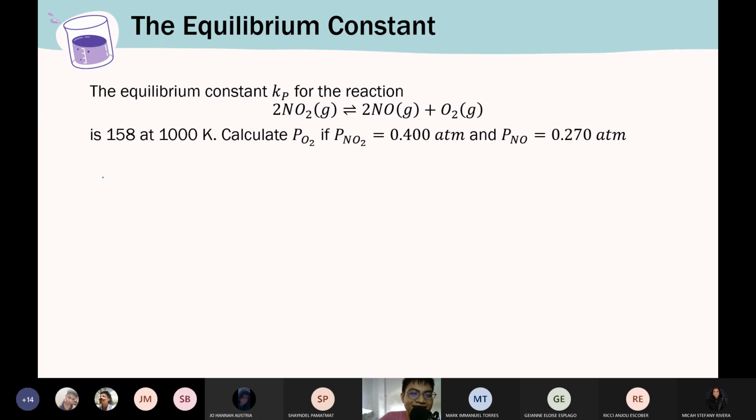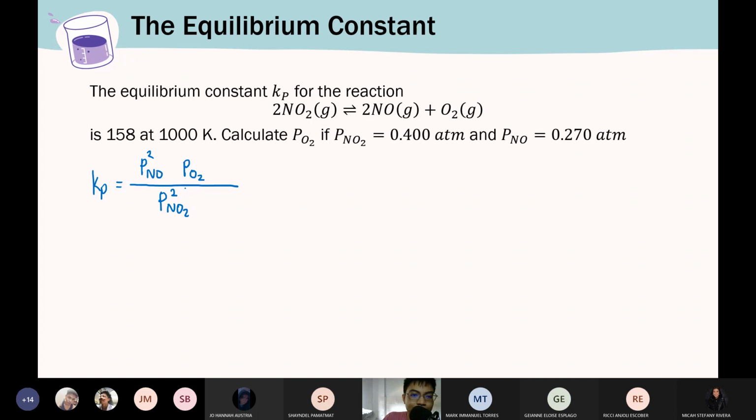Tanggapin ko na lang. So, let's write Kp, of course. Kapag nag-problem set kayo dito, yung Kp isusulat nyo agad. So, Kp equals the pressure of NO squared, times the pressure of O2, over the pressure of NO2 squared. Do not forget yung mga square, ha? Yung NO naka-square, yung O2 hindi, yung NO2 naka-square. Okay?